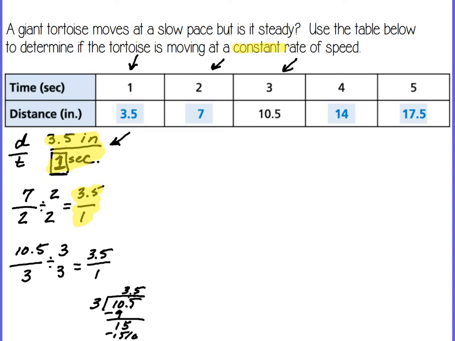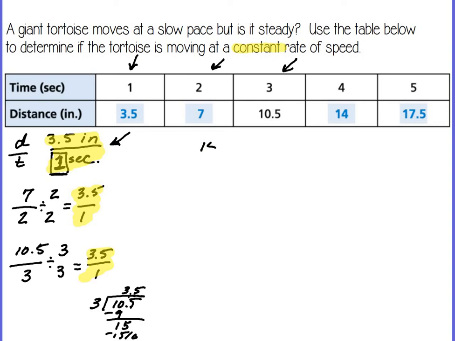So far after 3 seconds, this tortoise does have a constant rate of speed. But can I just stop there and just assume that this works? Absolutely not. You have to check every rate inside of that table. So here we go to the next one.